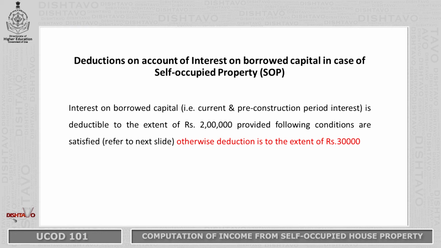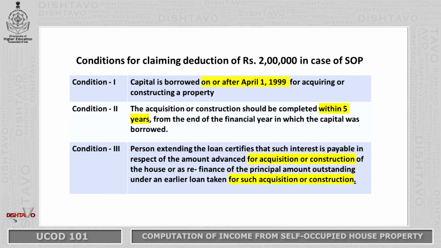Means if these 3 conditions are satisfied, the deduction will be 2 lakhs. Otherwise, the deduction will be only 30,000. And this is the limit. 2 lakhs is the limit. That means suppose you pay interest of only 1,50,000, you will get a deduction of only 1,50,000. Suppose all the conditions are satisfied and you pay interest of 2,25,000. In that case, the deduction will be limited up to rupees 2 lakhs. Let us see the conditions first.